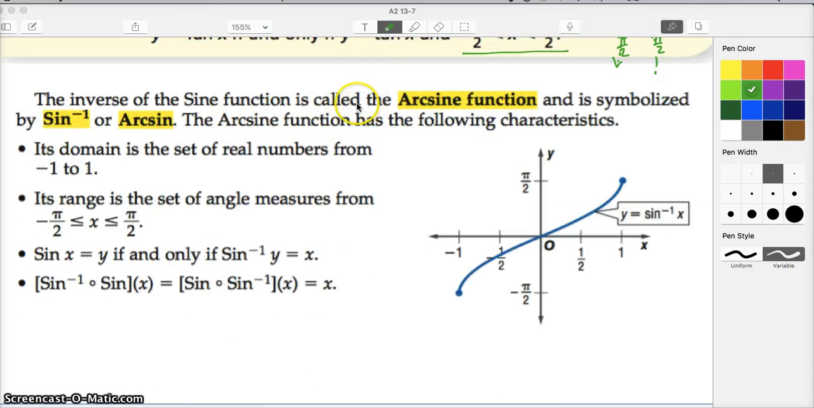So you can see that the arcsine function is symbolized in either of two ways: inverse sine, or using the word arcsine, abbreviated arcsin. Using either of these points to this particular graph, where the domain is from -1 to 1. Remember, this is the inverse, and the range is from -pi/2 to pi/2.